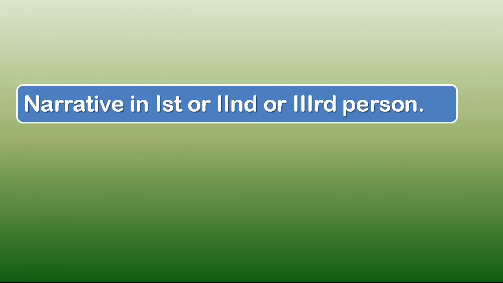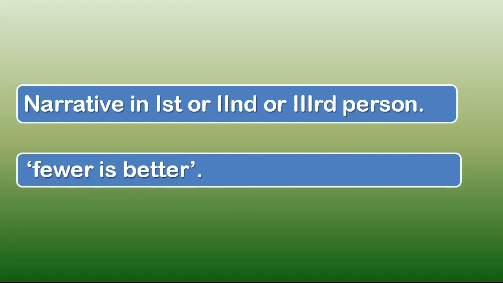You can choose a narrative of the story. It could be in the first or the second or the third person, and you should maintain it throughout the story. Fewer is better. Try and keep a minimum number of characters. This is the golden rule for characters in the short story. As the story is short, if you have a lesser number of characters, it will be easier for you to maintain them in the story.